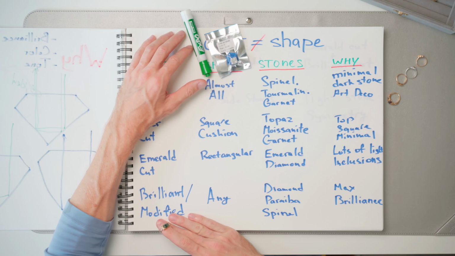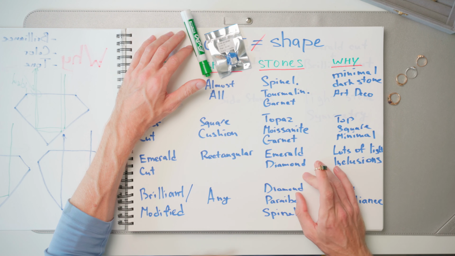Let's go further. Let's talk about the brilliant cut and the brilliant modified cut. This is your most common cut for diamond engagement rings.